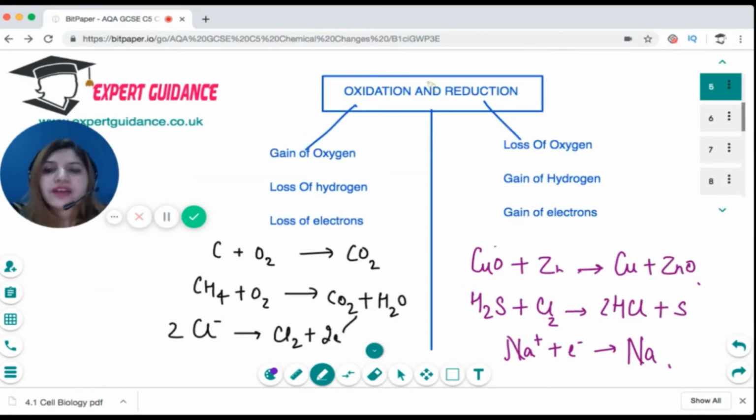So you need to know the definition of oxidation and reduction, and there are three ways you can define them. Oxidation is gain of oxygen, or loss of electrons, or loss of hydrogen, or the OIL RIG.